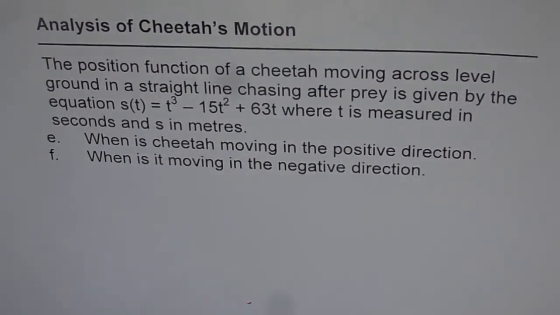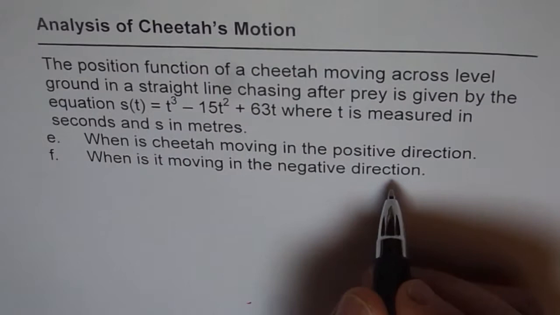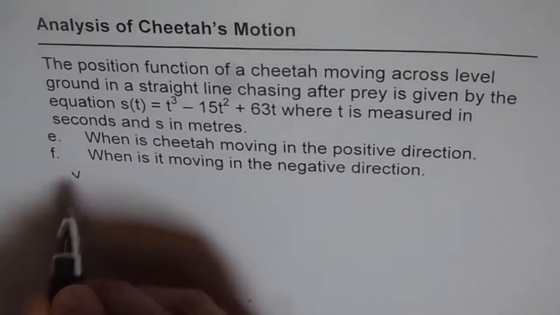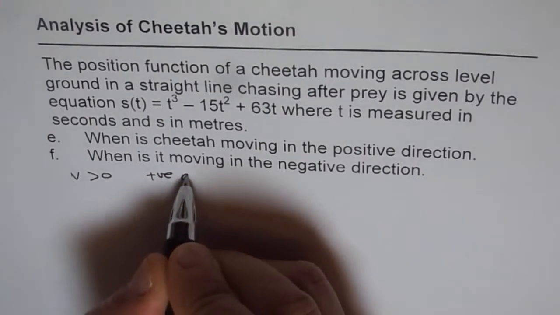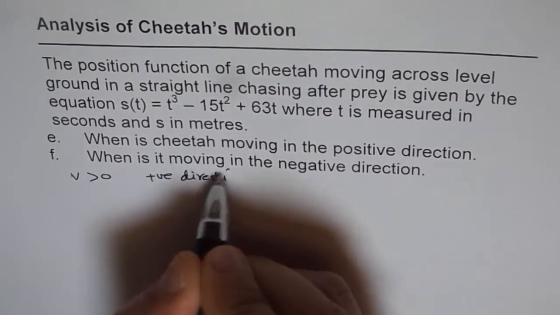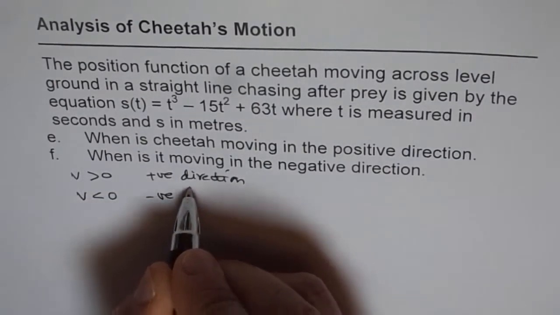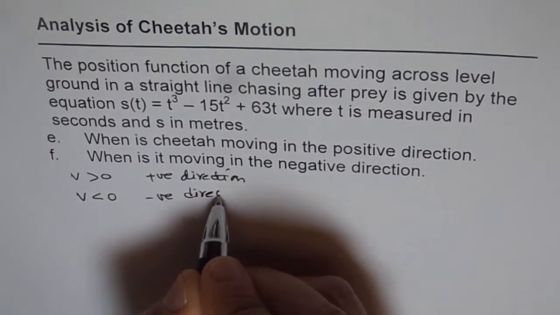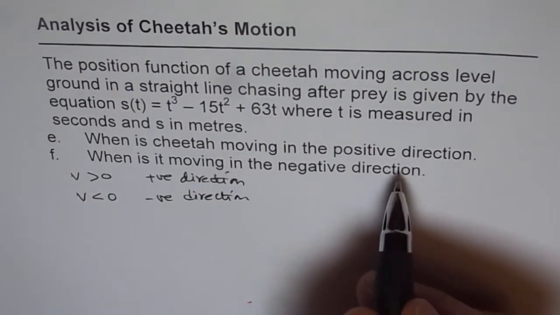When is the cheetah moving in the positive direction? When is it moving in the negative direction? So the direction is actually decided by the velocity. If velocity is greater than 0, then the direction is positive. And if velocity is less than 0, we say negative direction. That is, in short, the strategy to find out when the cheetah is moving in the positive direction.